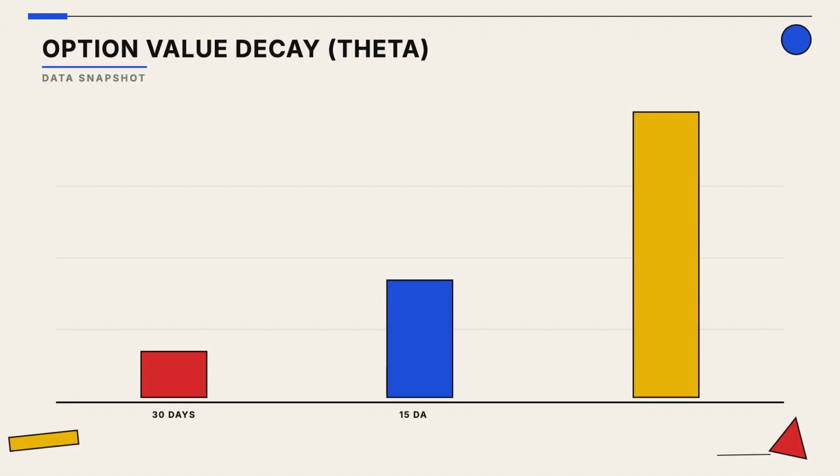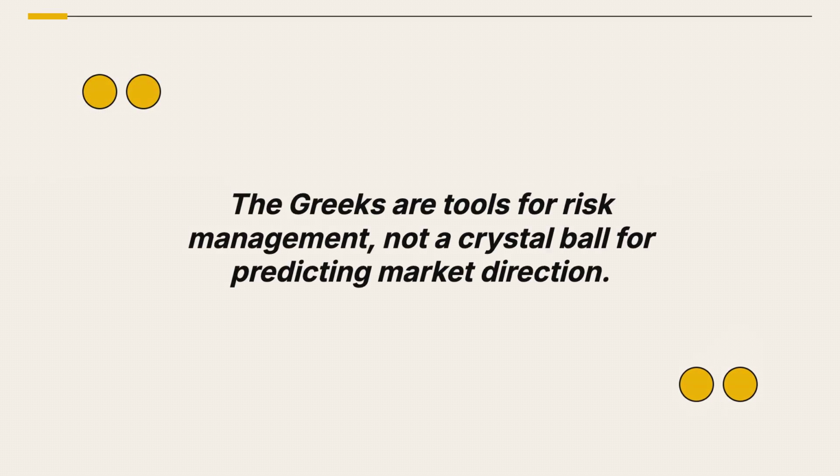As you can see, the impact of time decay, or theta, grows significantly as an option approaches its expiration date. Remember that these metrics are just tools. They help manage risk, but they cannot predict exactly where the market will go.